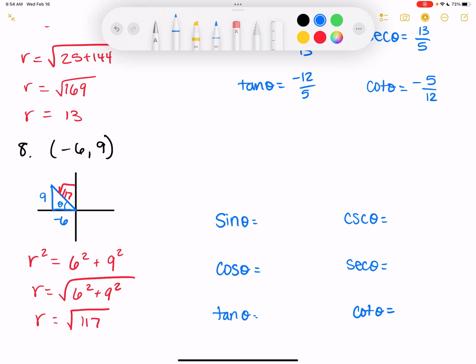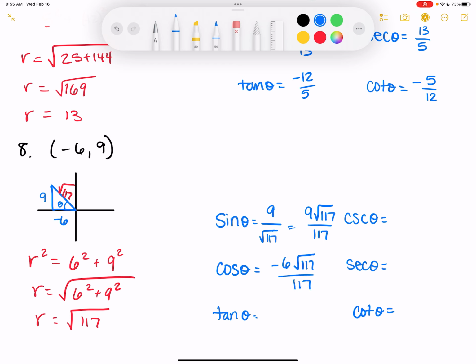So what is my sine of theta going to be? It will be 9 root 117 over 117. Just to set this first one up, as a review: 9 over the square root of 117. We can't leave that in the bottom, so we multiply by the square root of 117 over the square root of 117, which gives us 9 root 117 over 117. How about cosine? -6 root 117 over 117. Because we're going to have a square root on the bottom, we just set it up as -6 root 117 over 117.